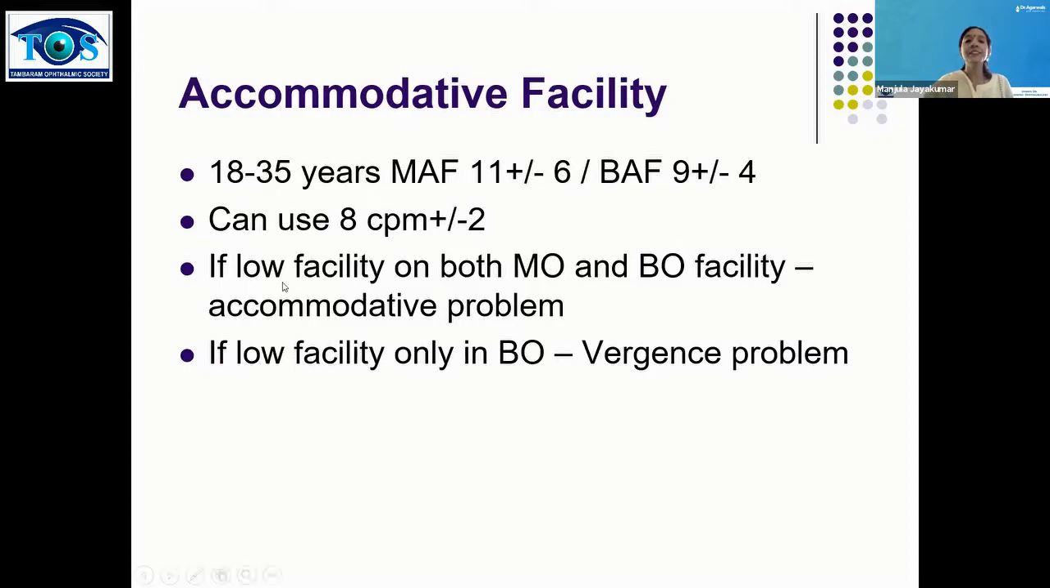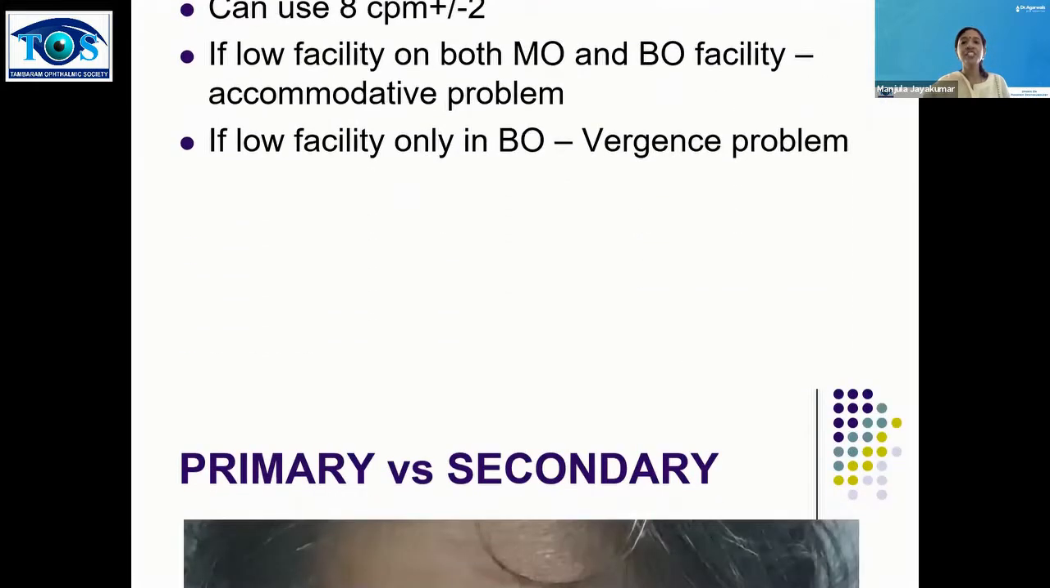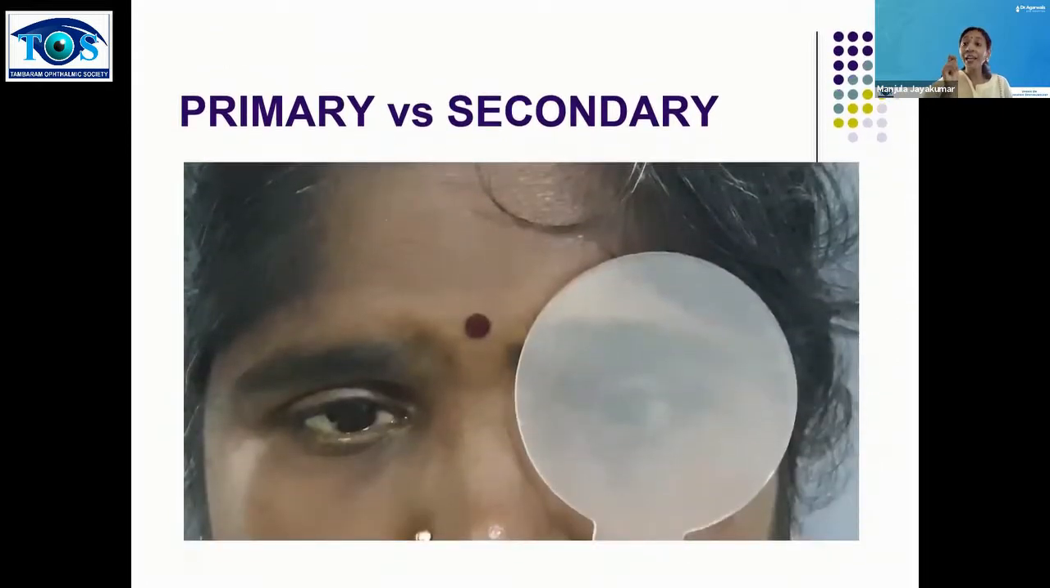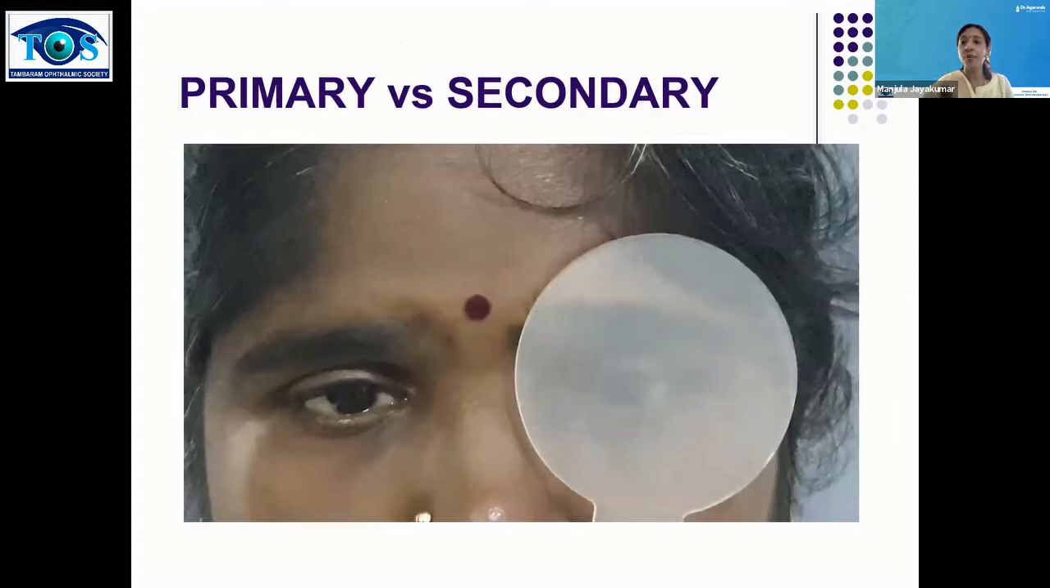Anything which is 8 cycles per minute ±2 is normal. If you have a low facility on both monocular and binocular, it means that your child is having an accommodative problem. If you have a low facility only in your binocular facility, it means that you have a vergence problem. Is that clear? So after finishing accommodative facility, you go for your cover test to find out your incomitant phorias.